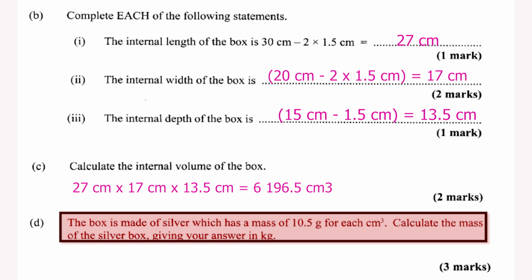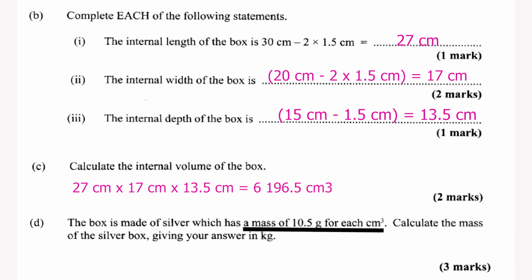Part D tells us the box is made of silver, which has a mass of 10.5 grams for each centimeter cube. Calculate the mass of the silver box, giving your answer in kilograms. Now, there is a very important bit of information that is given here. The mass of the silver box is 10.5 grams for each centimeter cube.